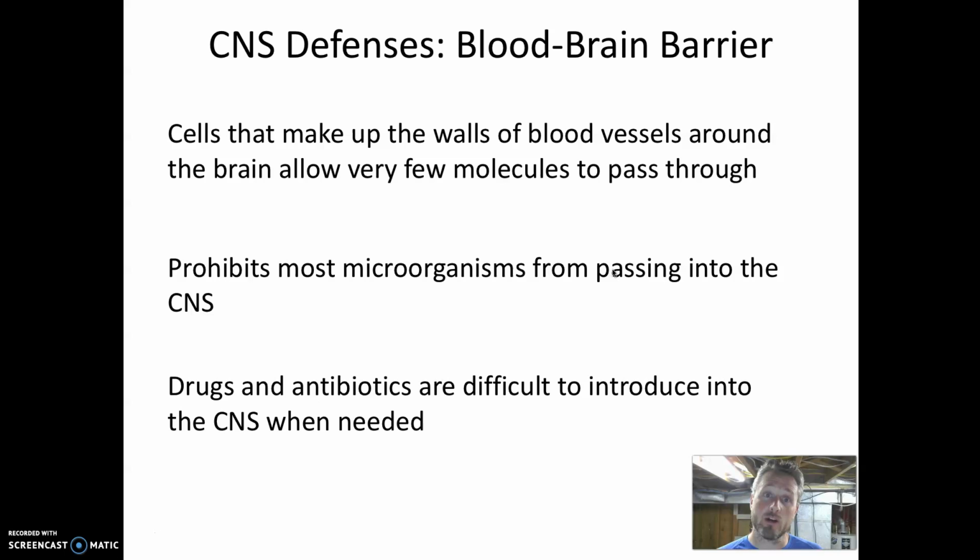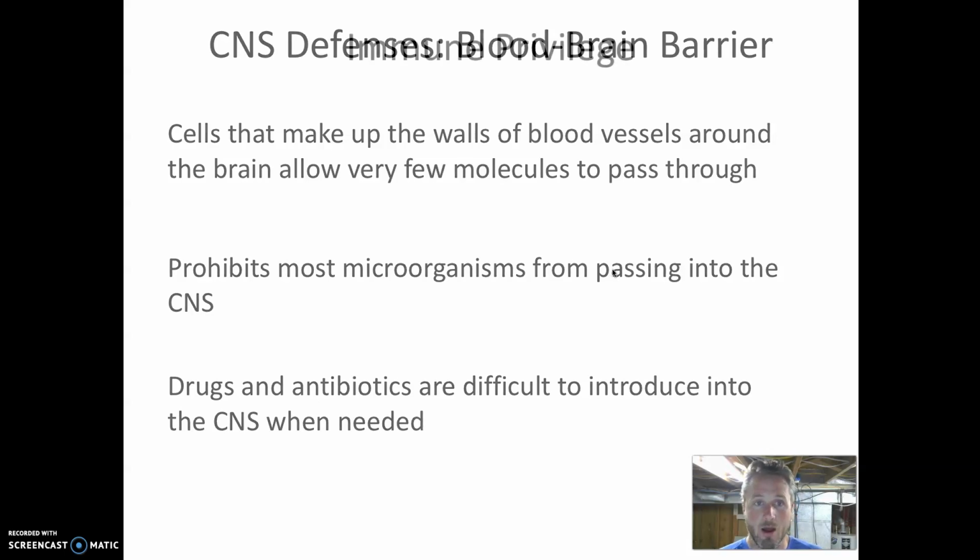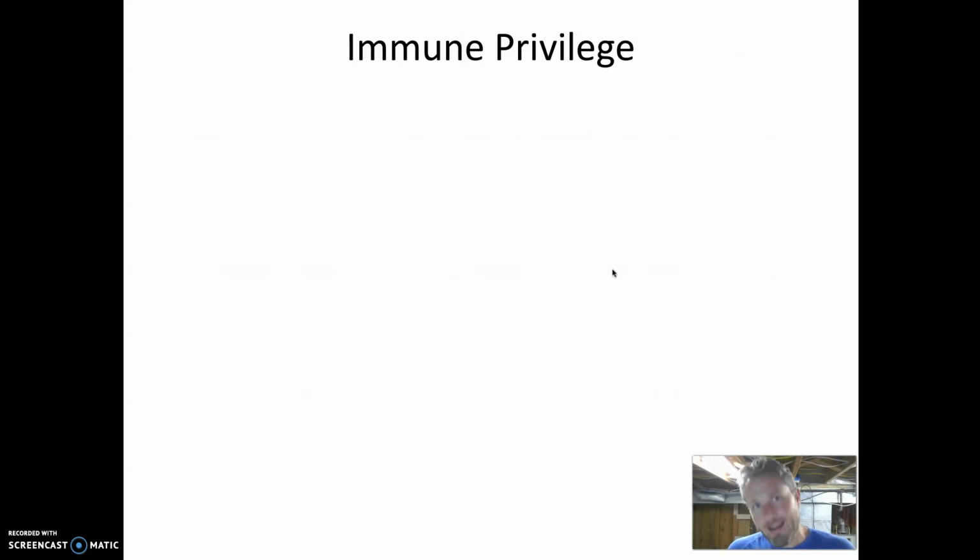And that is that if we are trying to treat an infection of the central nervous system, the blood-brain barrier can also make it very difficult to introduce drugs like antibiotics into the central nervous system. So treatment of central nervous system infections can be very difficult because of the blood-brain barrier. All right. So the main defense of the central nervous system is the blood-brain barrier.